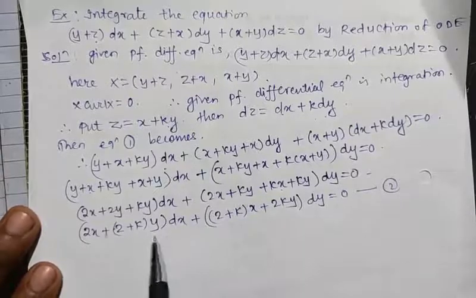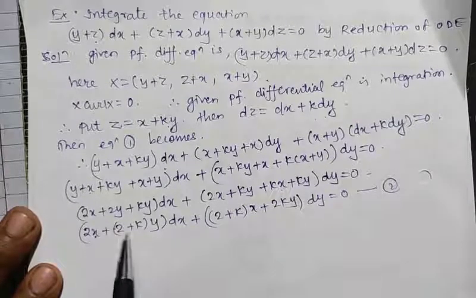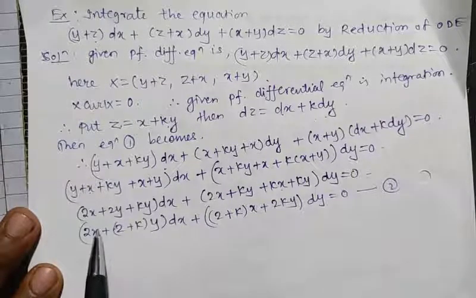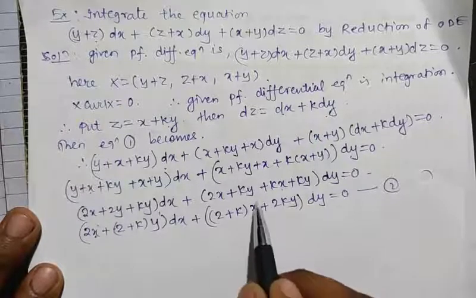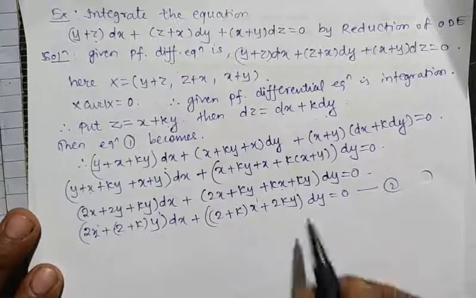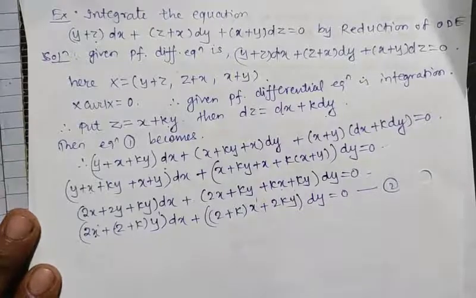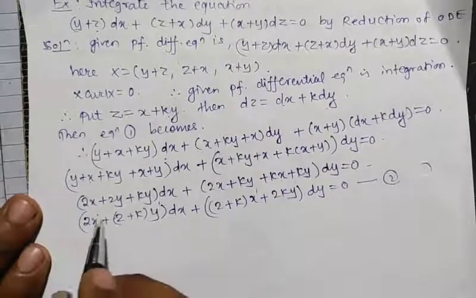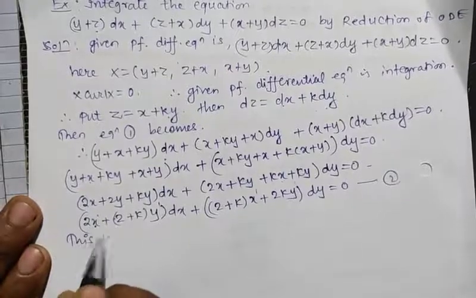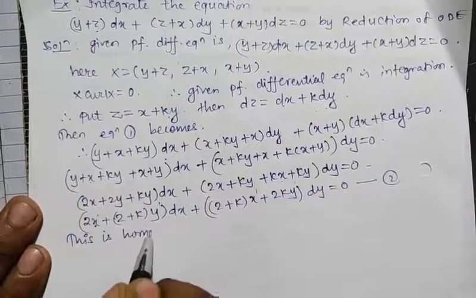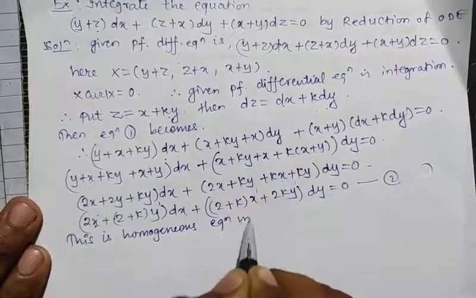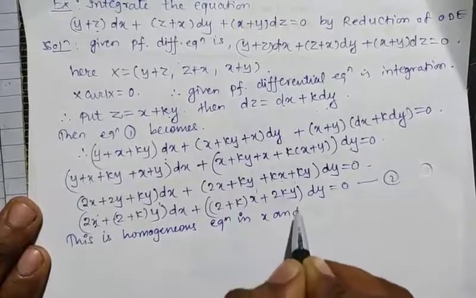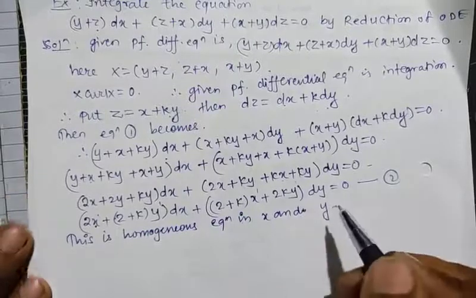So here the degree of this equation is 1, so the power is 1, here also power 1, so power 1, here also power 1. Okay, so this is a homogeneous equation in x and y. Homogeneous equation in x and y.